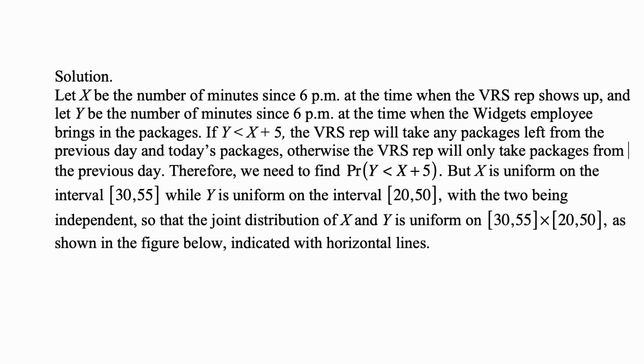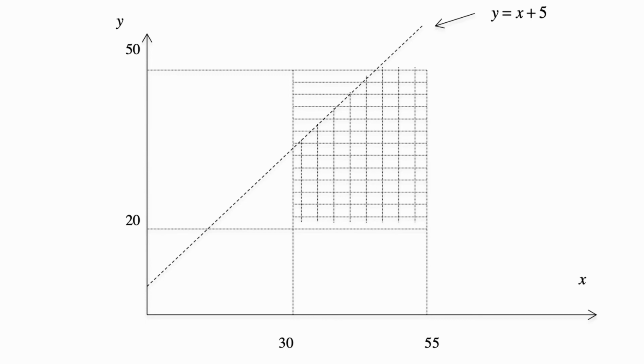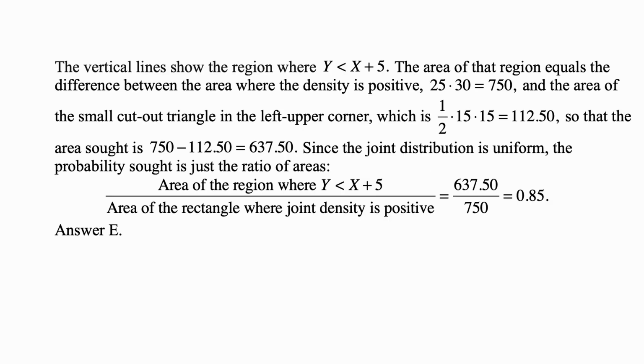But x is uniform on the interval 30 to 55, while y is uniform on the interval 20 to 50, with the two being independent, so that the joint distribution of x and y is uniform on [30,55] times [20,50], and I'll show you a figure in a moment with indications of the whole story. So here is the figure, and the line where y equals x plus 5 is indicated. As you can see, x is between 30 and 55, and y is between 20 and 50. And what we want is to be below the line where y equals x plus 5, so that y is less than x plus 5.